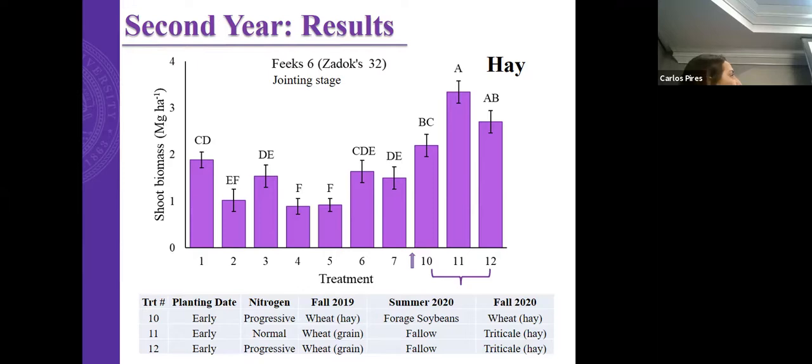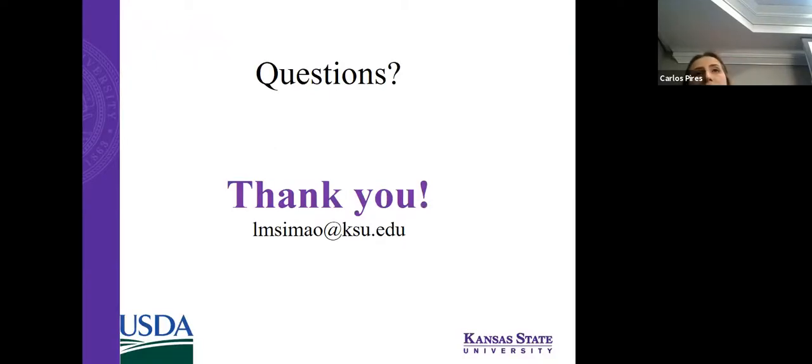And basically, we can see that for the hay treatments at Feekes 6, they have considerably higher biomass compared to the other treatments, which is actually good, because that's what we're expecting for the hay treatments, and they're also planted earlier as well. So yeah, with that, I tried to be brief.